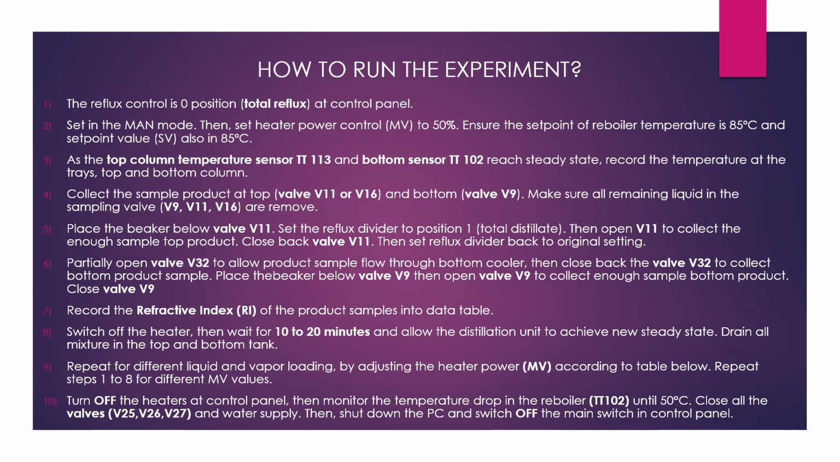Turn off the heater at the control panel, then monitor the temperature drop in the reboiler TT102 until 50 degrees Celsius. Close all the valves V25, V26 and V27 and the water supply. Then, shut down the PC and switch off the main switch in the control panel.